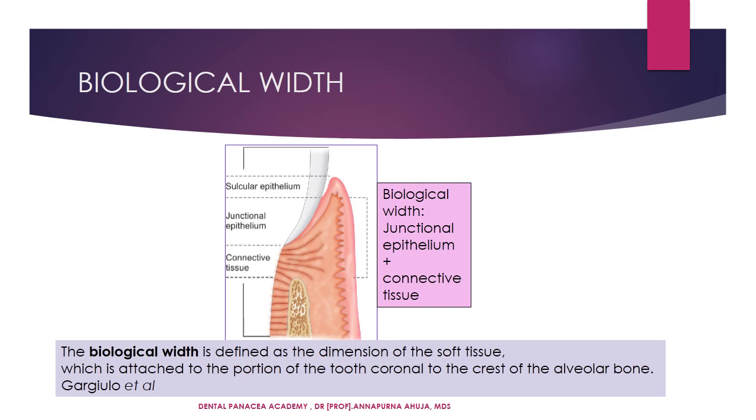So the biological width is defined as the dimension of the soft tissue which is attached to the portion of the tooth coronal to the crest of the alveolar bone, according to Gargiulo et al.